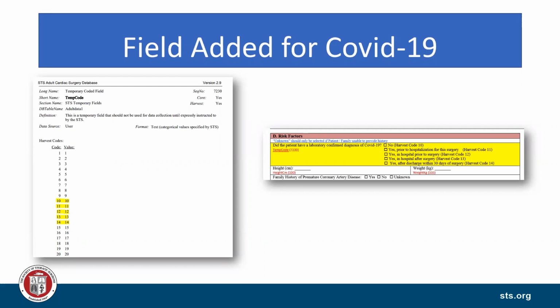Do we code no for patients who have not been tested, or do we leave blank for not applicable? Code no for patients who were not tested, because the question is, did the patient have a confirmed test?